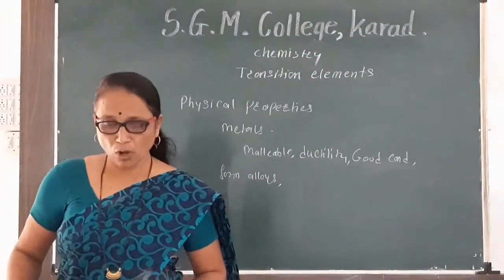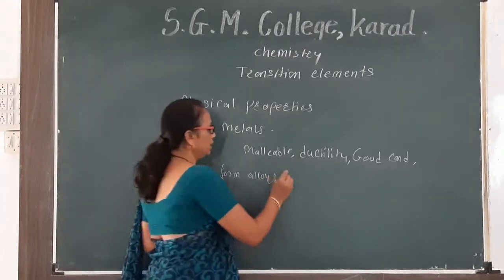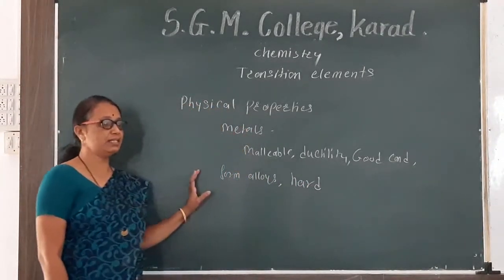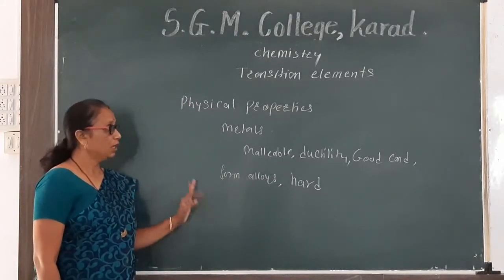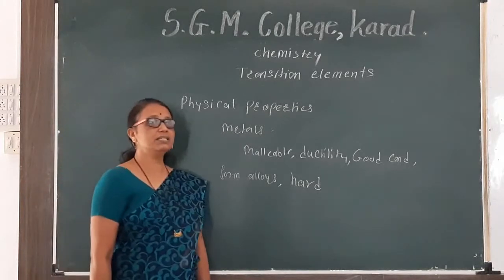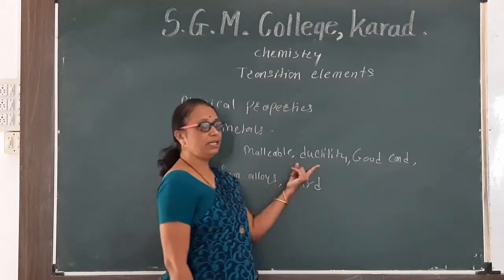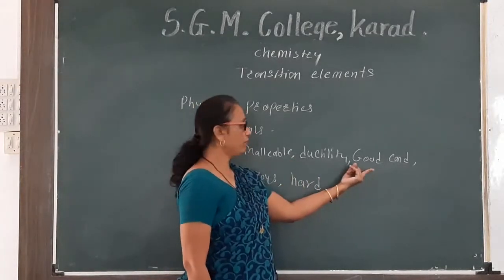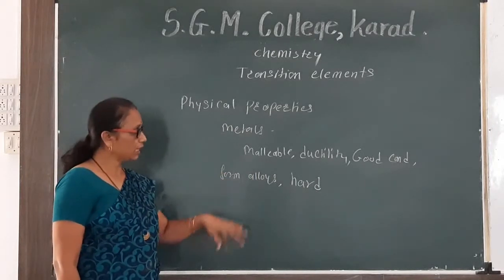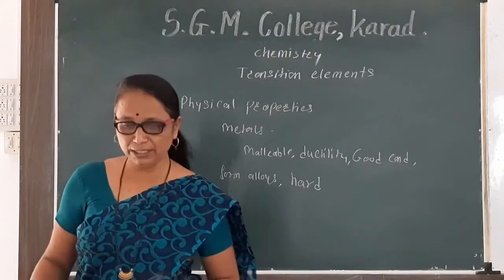These are the properties of metals, and those are the properties of transition elements also, because they are metals, and these are hard also. Thus all the transition elements have the physical properties of malleability and ductility. They are good conductors of heat and electricity. They can form alloys with other metals. These metals are hard metals.